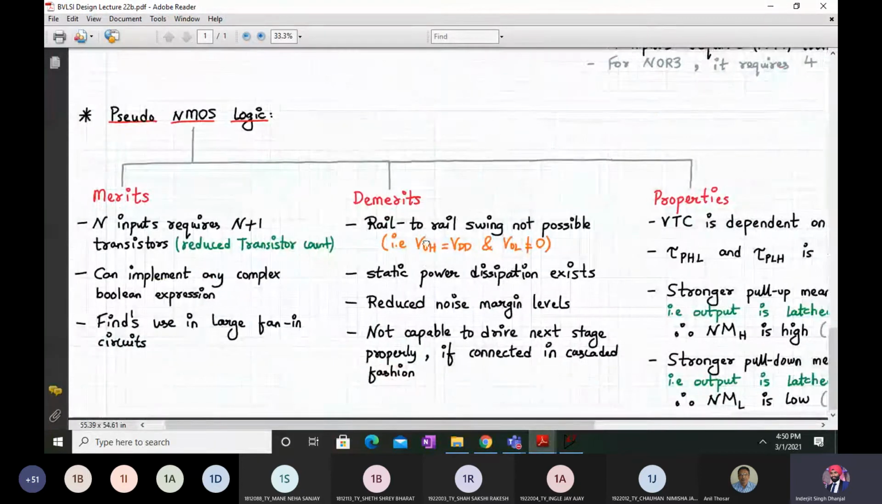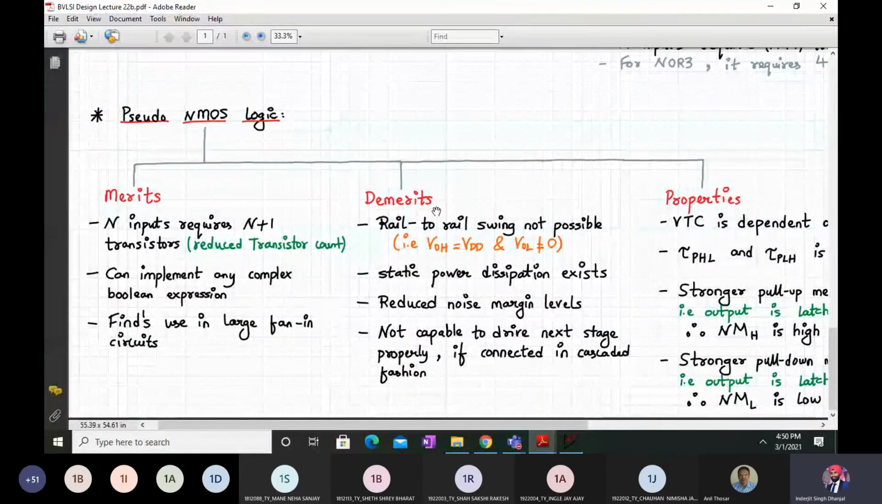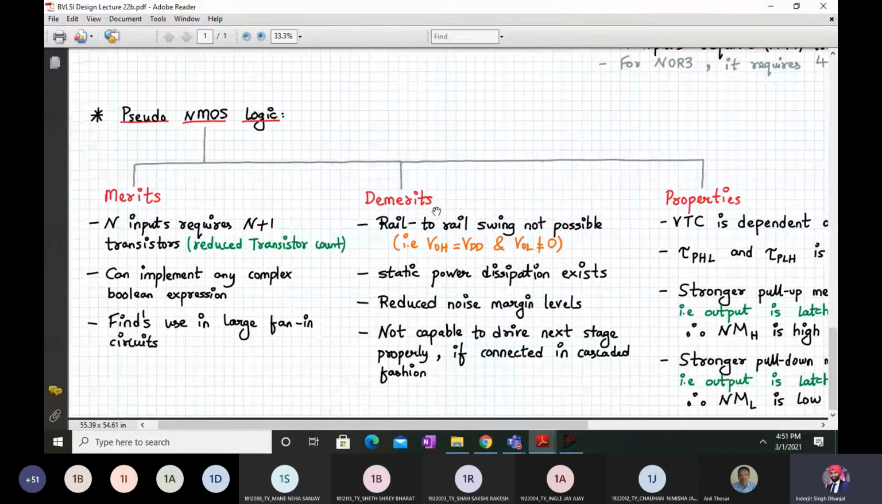Now let me summarize this pseudo NMOS logic topic. The merit is it requires a reduced transistor count. It requires n plus 1 transistors for n inputs. It can implement any complex Boolean expression and it finds its use in large fan-in circuits. Demerits are that the rail to rail swing is not possible because VOL is non-zero. Because VOL is non-zero, there is static power dissipation and we have reduced noise margin.